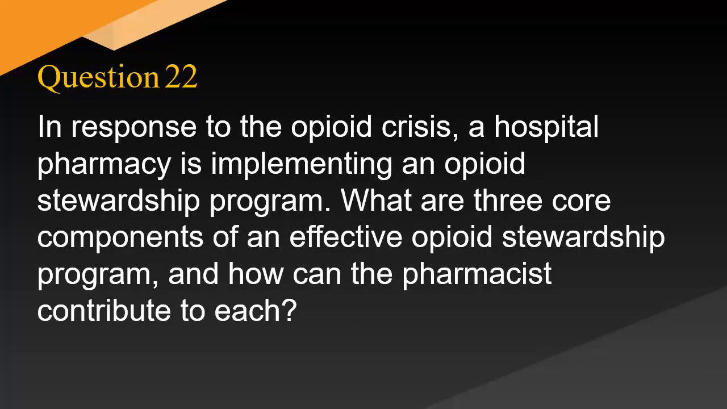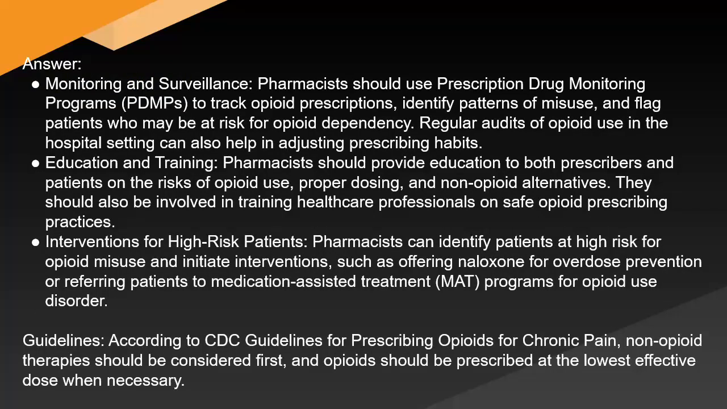In response to the opioid crisis, a hospital pharmacy is implementing an opioid stewardship program. What are three core components of an effective opioid stewardship program, and how can the pharmacist contribute to each? Answer: Monitoring and surveillance. Pharmacists should use prescription drug monitoring programs (PDMPs) to track opioid prescriptions, identify patterns of misuse, and flag patients who may be at risk for opioid dependency.